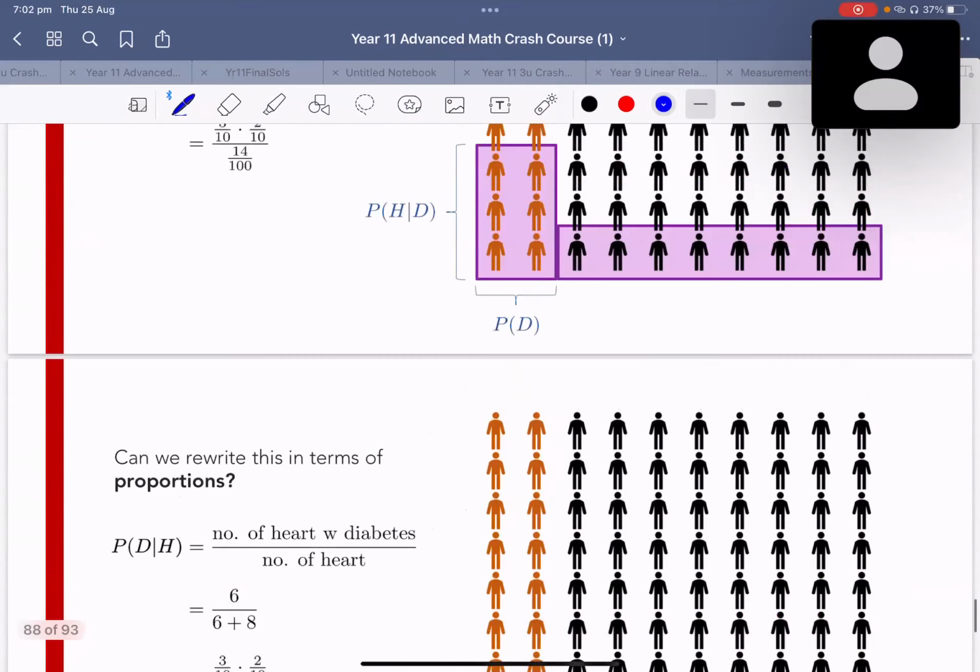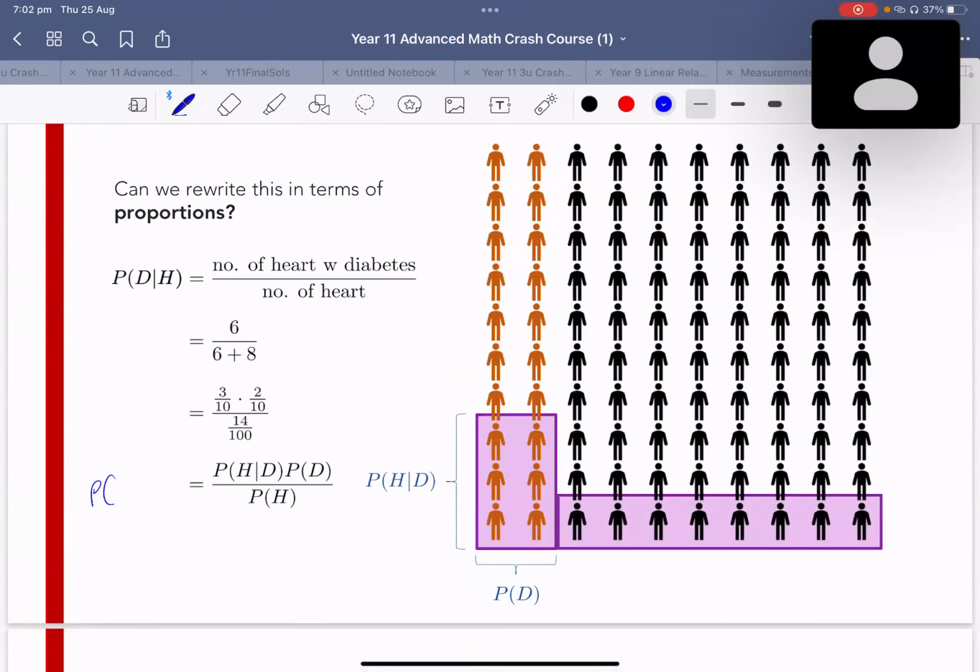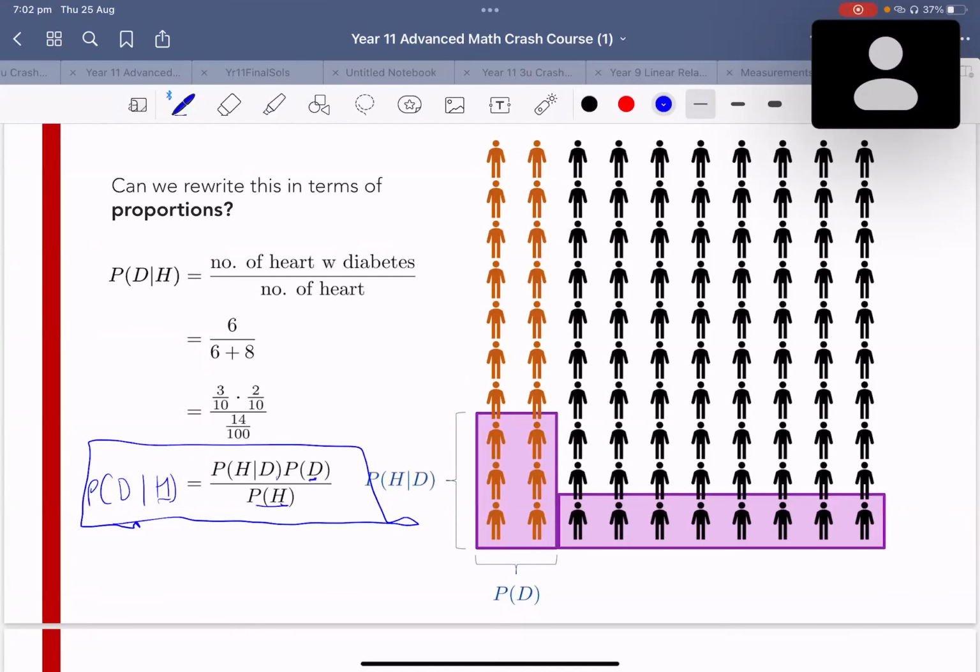Okay, and this simplifies to this. The probability of event D given event H is equal to the probability of event H given event D multiplied by the probability of event D over the probability of event H. That's the general arithmetic formula in conditional probability.